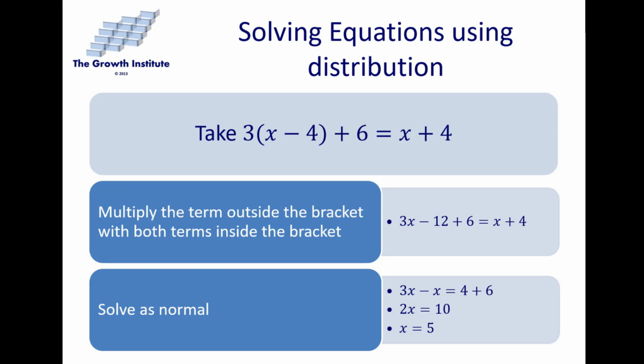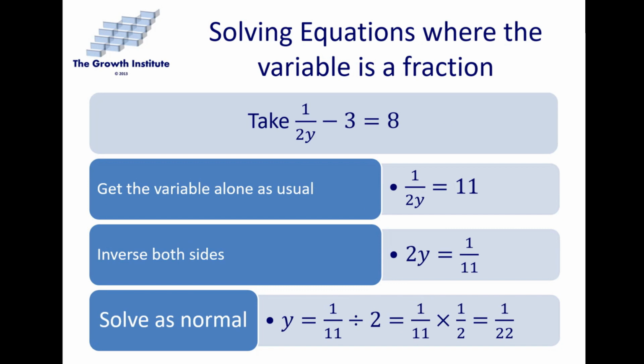Okay, so now we just do it. 3x minus x is 2x, and 4 plus 6 is 10, and then I must divide both sides of the equation by 2 to get the variable alone, and then I'm sitting with x equals 5. And then we have solved equations using distribution.